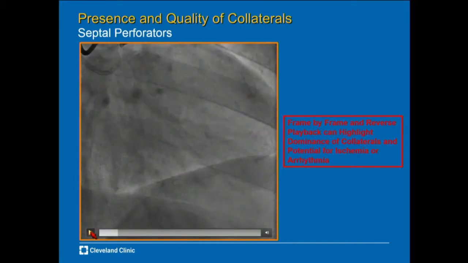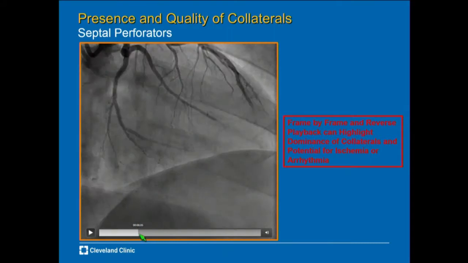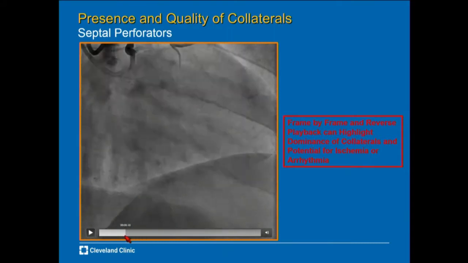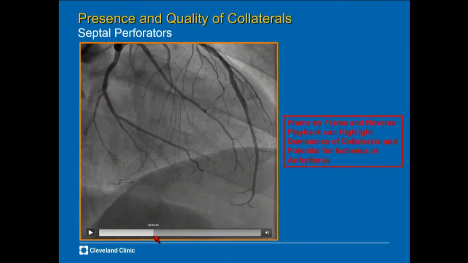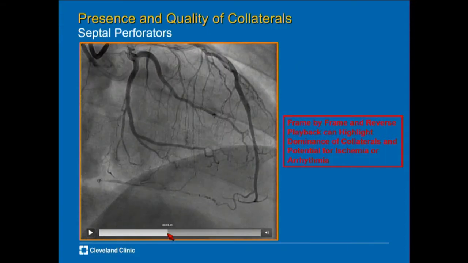So what I do for these cases, Stefan, maybe you do it for me, I like to actually play it backwards until I see the donor vessel fill the PDA. So if you go forward to right about there, that's where you first see the PDA fill. So you can follow that first septal perforator all the way back. And then if you play a few more frames forward, you'll see that there's a second septal perforator that also supplies. And then at the end, you see an epicardial collateral at the apex.